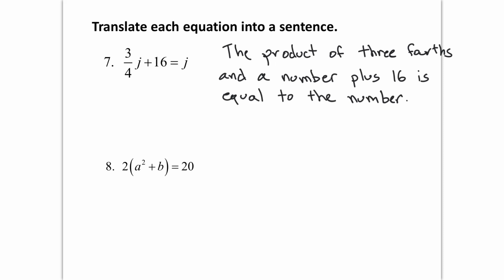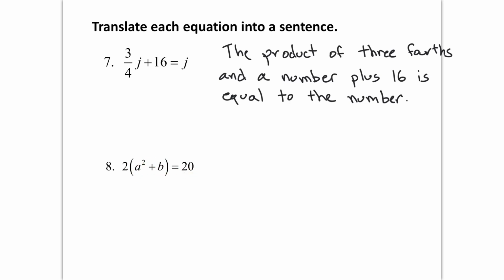Now, you can also use j. Instead of using a number, you can actually say j. So we can say the product of 3/4 and j plus 16 is equal to j. So you can use the actual variable you see, or you can use a number to represent that variable. Now let's go ahead and look at the next equation, number 8. You have 2 times, remember there's nothing in between, so you are multiplying, 2 times the quantity, or you can say parentheses, 2 times parentheses a squared plus b equals 20.